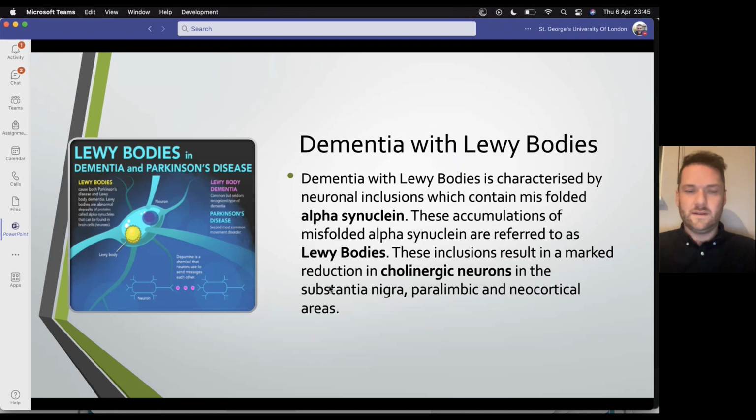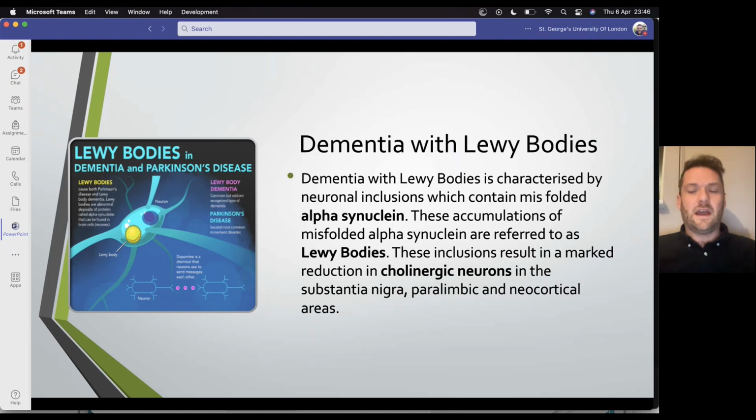And finally, we have dementia with Lewy bodies. So dementia with Lewy bodies is characterized by, again, misfolded neuronal inclusions, but these are called alpha-synuclein. Again, it might seem like you've just got a horrible bunch of words to learn, but they should always call themselves Lewy bodies. I've never seen anything where it says this patient is found upon biochemical analysis to have inclusions of misfolded alpha-synuclein. It will always be Lewy bodies are detected.